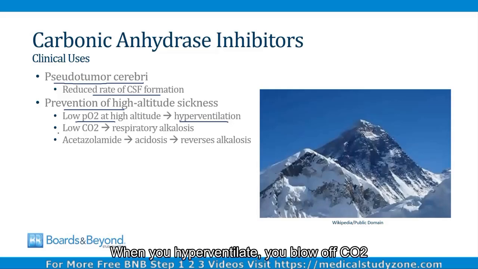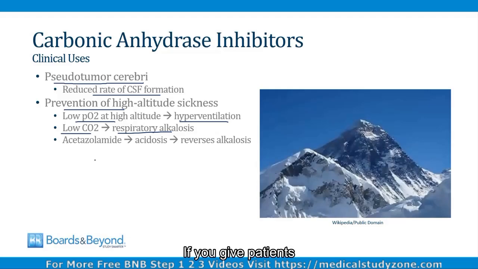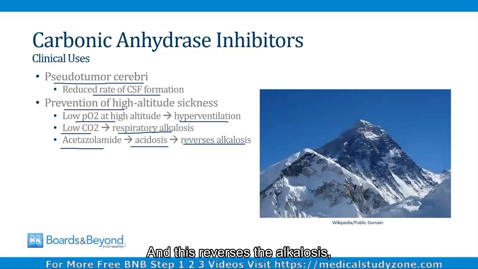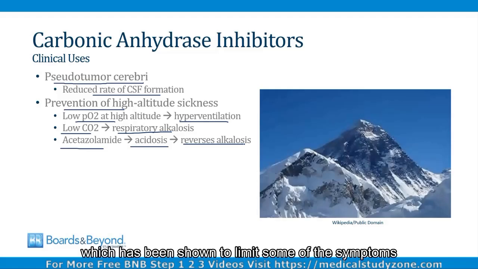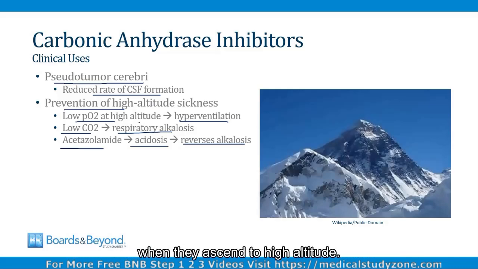When you hyperventilate, you blow off CO2 and the arterial CO2 level becomes low. This causes a respiratory alkalosis. And in a respiratory alkalosis, the pH will be high. If you give patients ascending to high altitude acetazolamide, they will excrete bicarbonate in the urine. This will cause an acidosis, and this reverses the alkalosis, which has been shown to limit some of the symptoms like headache and other symptoms that patients can develop when they ascend to high altitude.